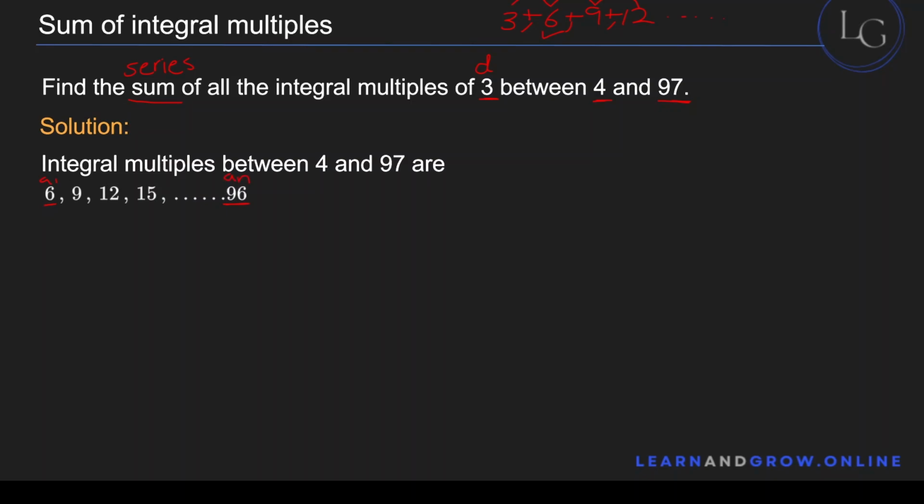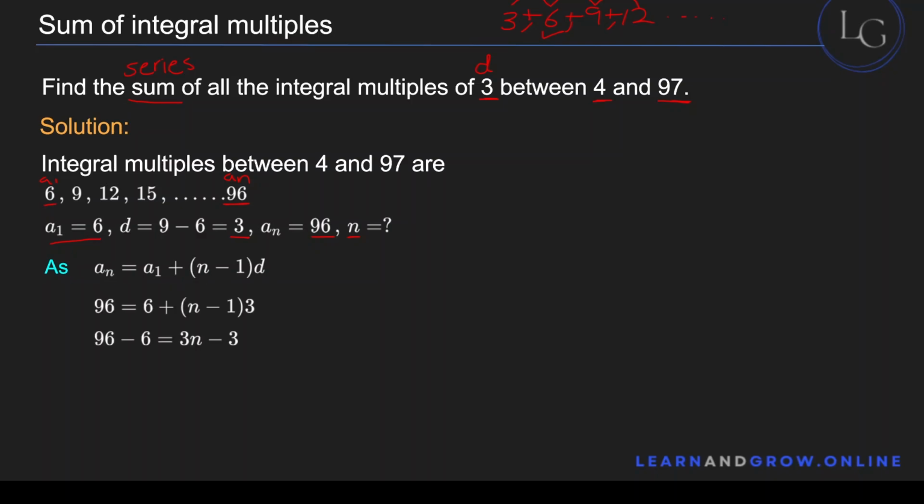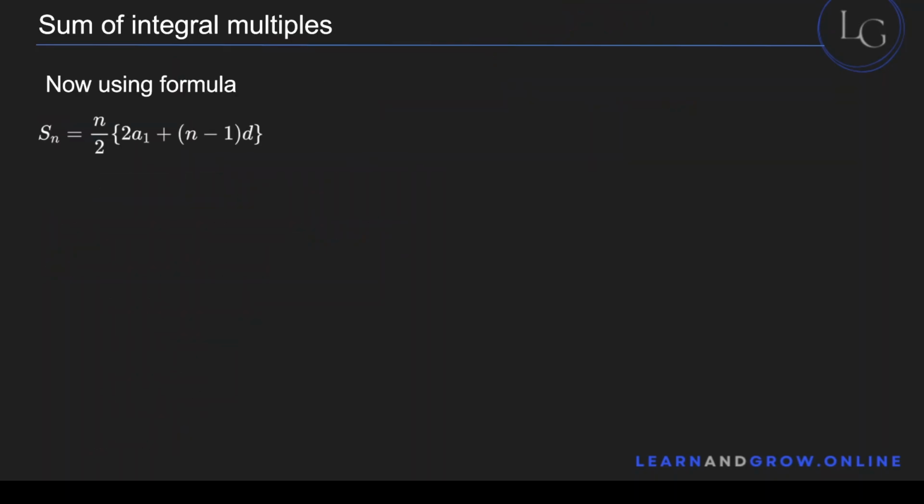So 6 here is a1, and 96 here is the last number, an. Okay, so a1 is 6, the difference is 3, and 96 is an. We have to find n. Well, we know this formula: an is equal to a1 plus n minus 1 into d. Put in all these values, and you get the value of n as 31. So 96 is the 31st term in this arithmetic progression.